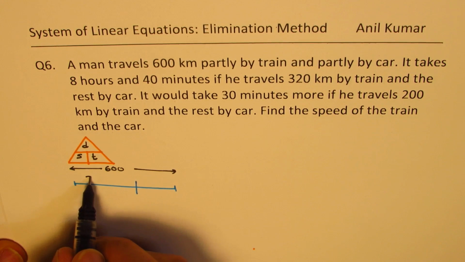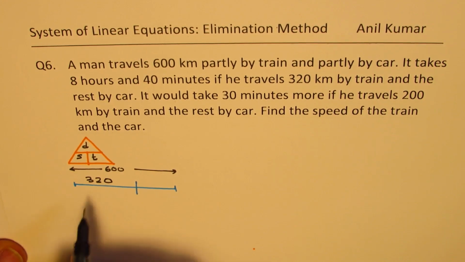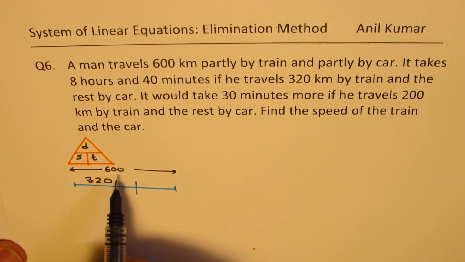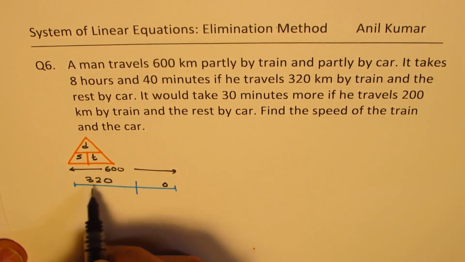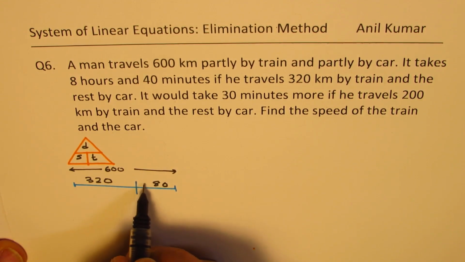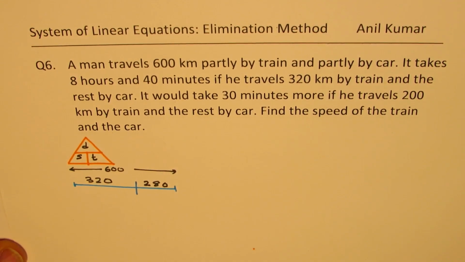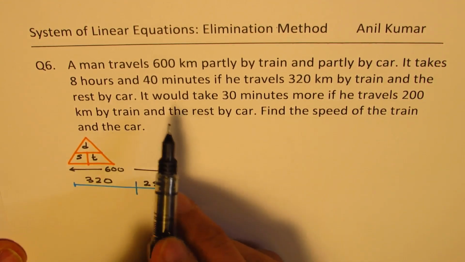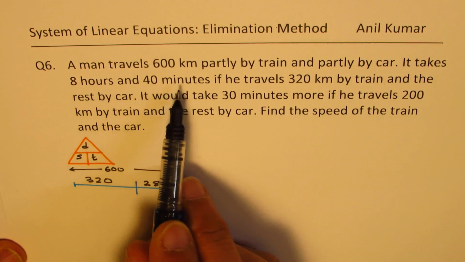out of which 320 is by train, so the balance is how much? Just take away 320 from 600. 10 take away 2 is 8, 5 take away 3 is 2, so we get 280. Now, for all this, time taken is 8 hours and 40 minutes.